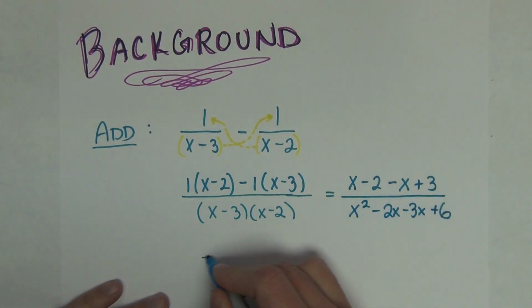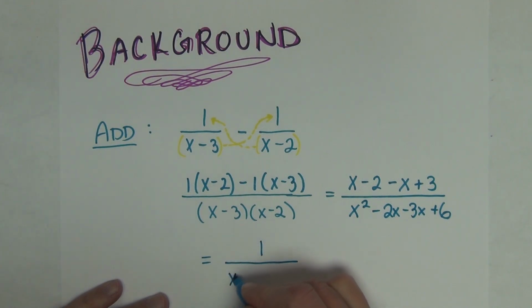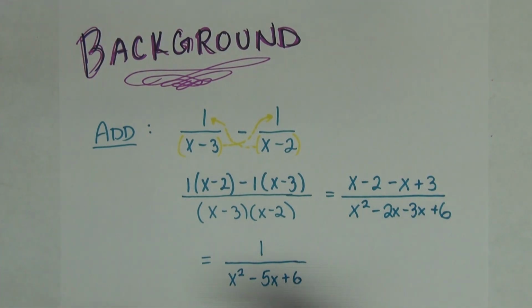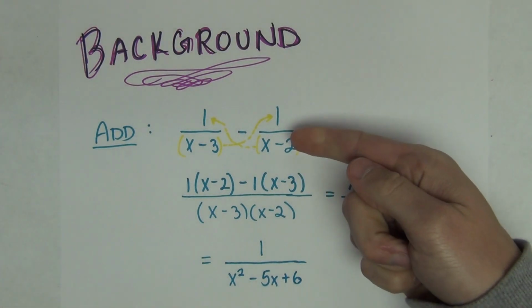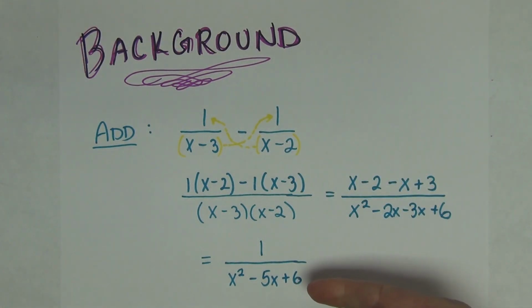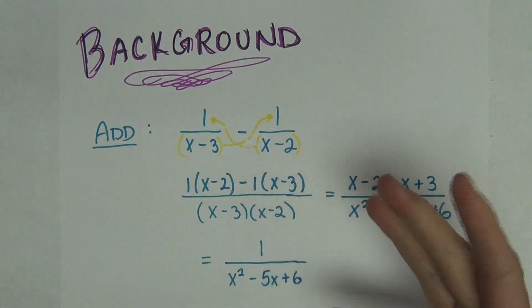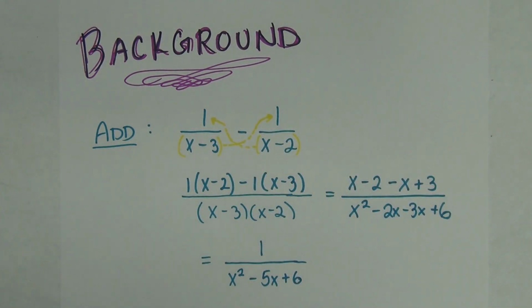And if we simplify everything out, we end up with 1 over x squared minus 5x plus 6. Okay, so certainly we can take two fractions and add them together and get a single fraction. And of course, had we had three fractions, we could certainly do the same sort of strategy of finding a common denominator to combine these fractions into one fraction.